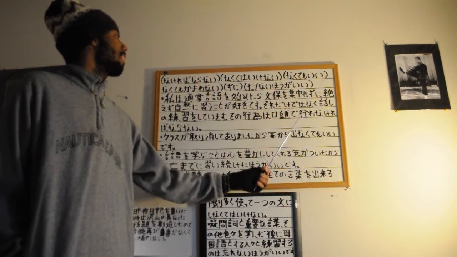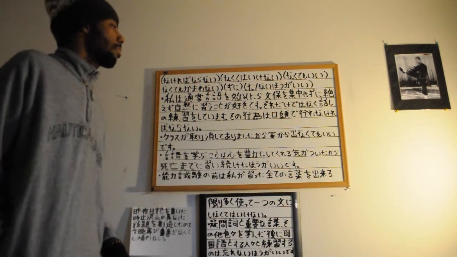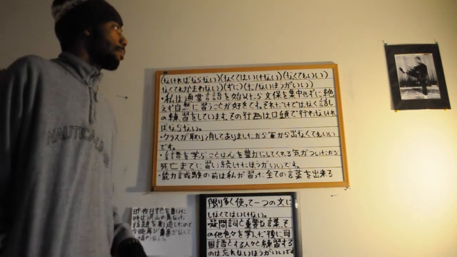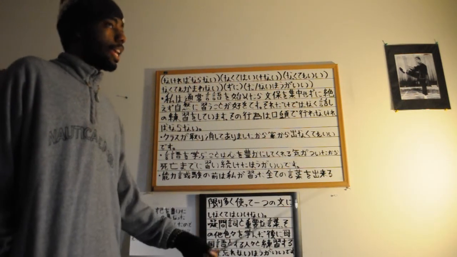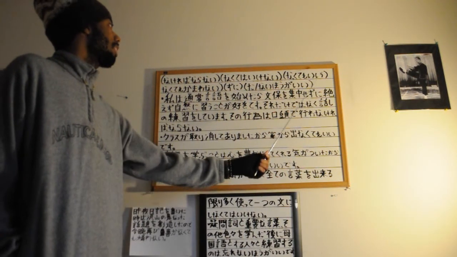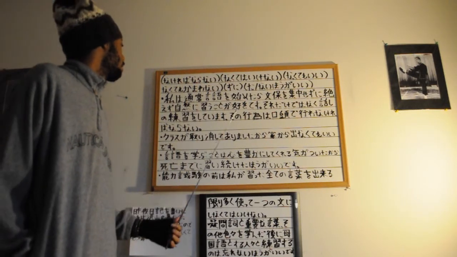Nakute mo ii. Now we've seen this before in previous lessons and example sentences. This is, you don't have to do this. I don't have to do that. Today I don't have to go to school. Today I don't have to work or something like that. Nakute mo ii.